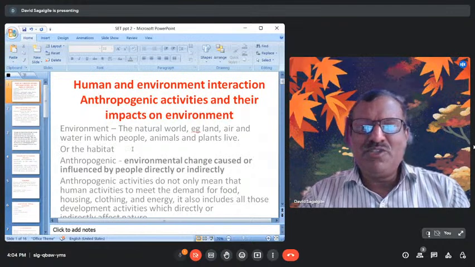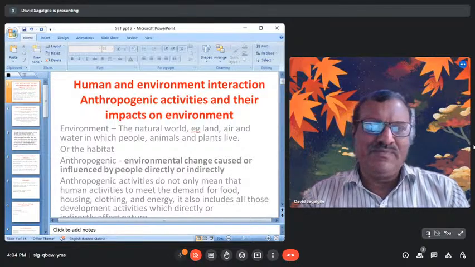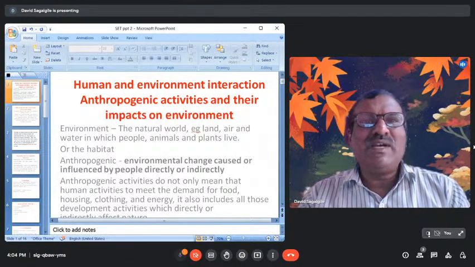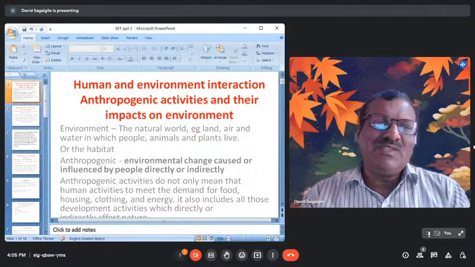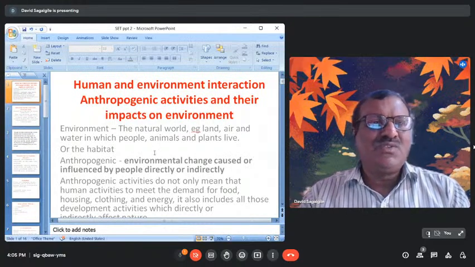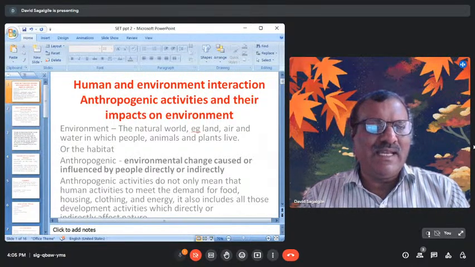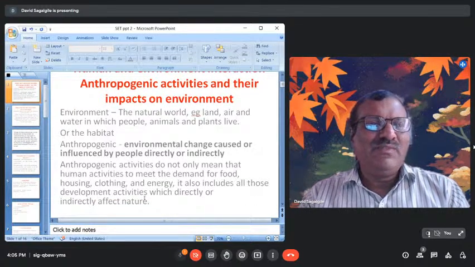The meaning of anthropogenic is environmental change caused or influenced by people directly or indirectly. The various environmental changes that are caused or influenced by the activities of the people. There may be direct activities or indirect activities. So anthropogenic activities do not only mean human activities to meet the demand for food, housing, clothing, and energy. It also includes all those developmental activities which directly or indirectly affect nature.